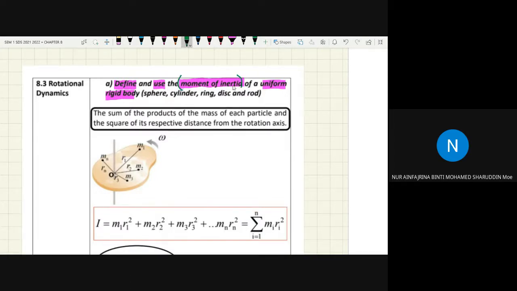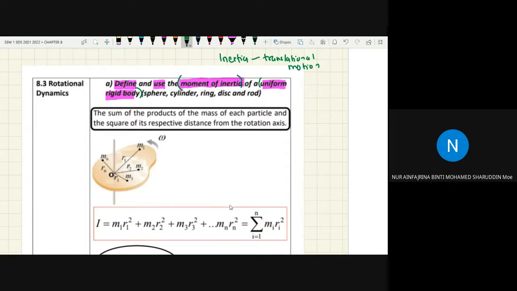Moment of inertia ni dia lebih kurang macam inertia dalam translational motion. Cuma bezanya sekarang bila chapter 8 ini awak kena faham dia adalah uniform rigid body. Dia bukan point mass. Contoh uniform rigid body dia adalah sphere, cylinder, ring, disc and rod. Ini adalah contoh-contoh dia.